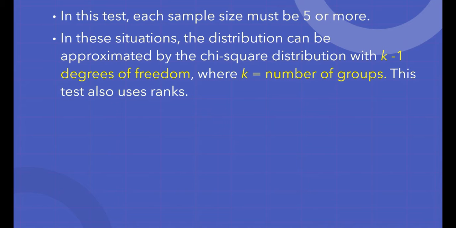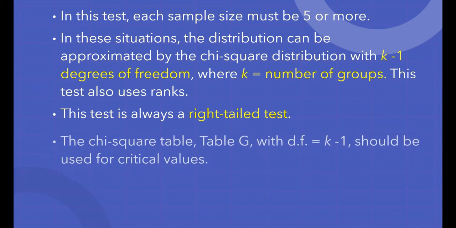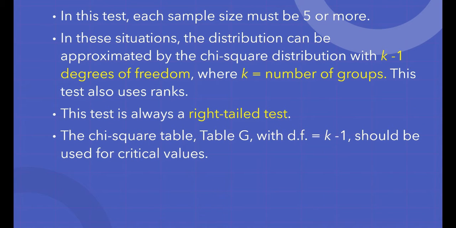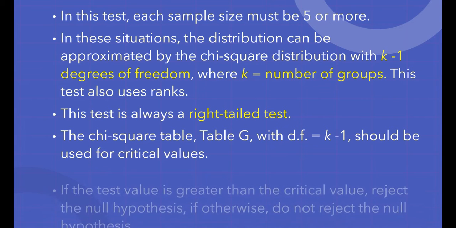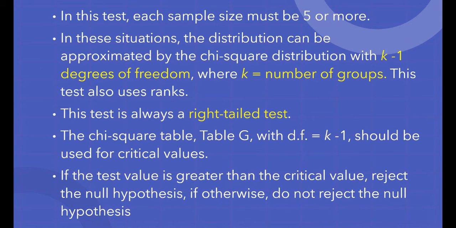This test also uses ranks. This test is always a right-tailed test. The chi-square table G with df equals k-1 should be used for critical values. If the test value is greater than the critical value, reject the null hypothesis. Otherwise, do not reject the null hypothesis.